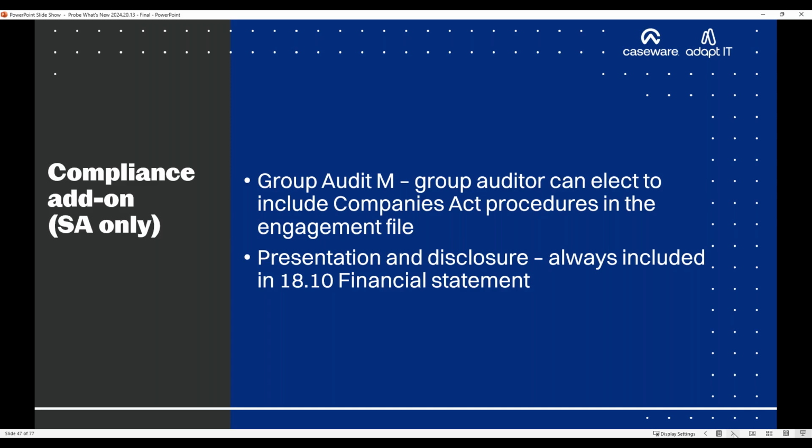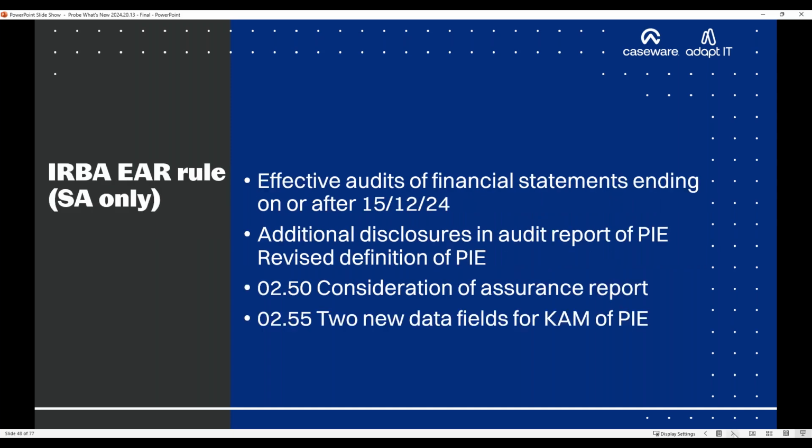In group audit single, it's still a company, so you'll get those same questions in any case. Large and small, all of that, nothing's changed. It's just where we have a group audit multiple, where we're basically just auditing the consolidation and the separate company is audited separately, that you can choose to include that. However, the presentation and disclosure requirements will always be included in 18.10, the financial statement preparation work program. Okay, so that's just a new or additional thing for group audit multiple.